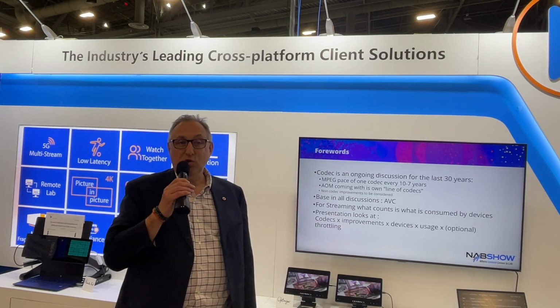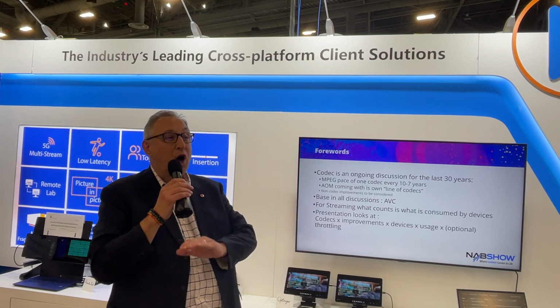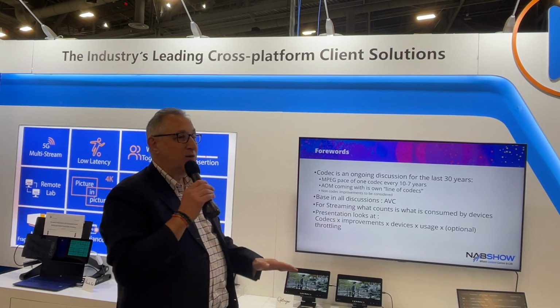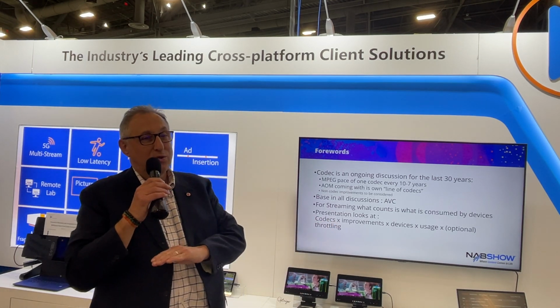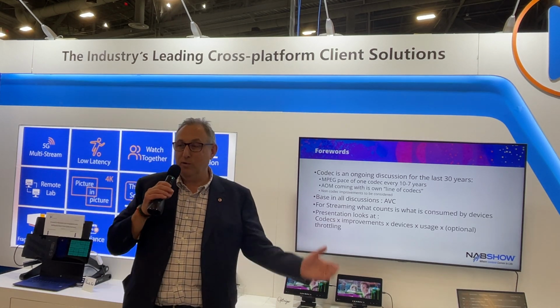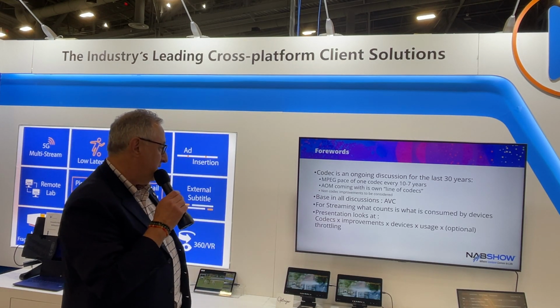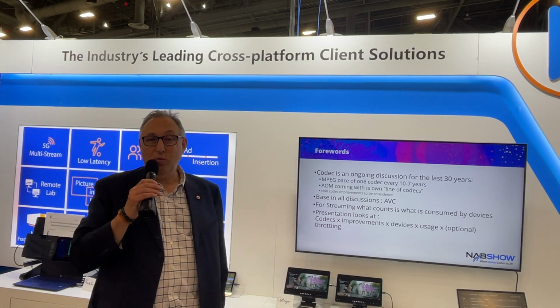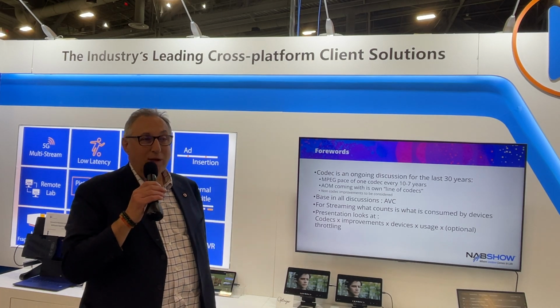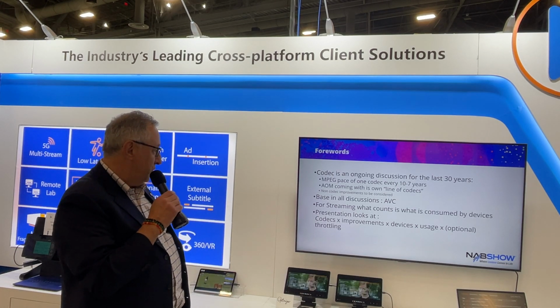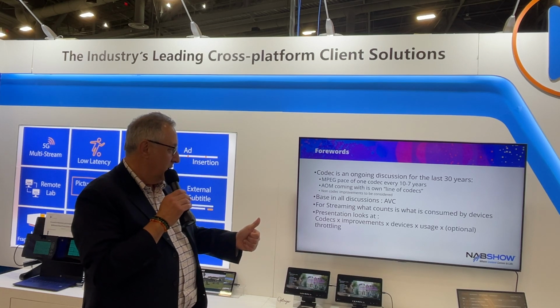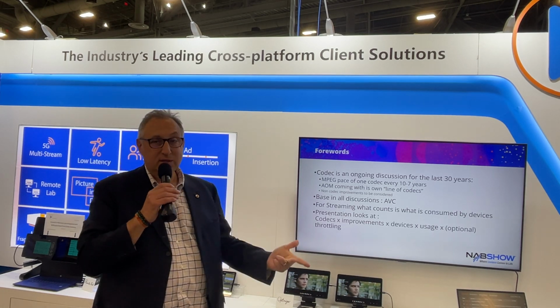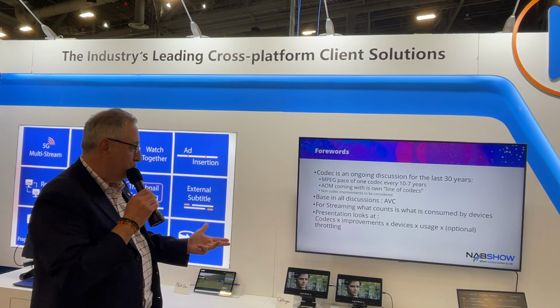So the base in our discussion will be AVC. So AVC will be 100 for the bandwidth. I'm not going to give the exact bitrate because the bitrate depends pretty much on the application, the performance of the encoder, and so forth. So we say AVC is the reference. And for streaming, what counts is what is consumed by the device, not what is the codec. The presentation will look at codec, improvements, device, and of course usage to calculate the traffic. And of course we'll have a wildcard, which is the throttling. You will see why later.